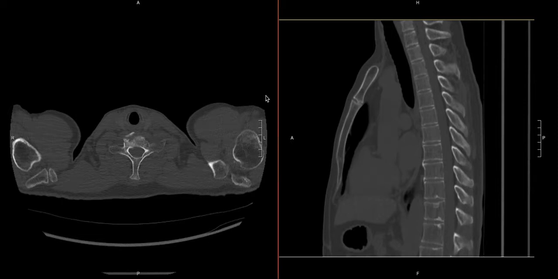Now we're ready to take a look at the bones. To do this, I like to have my axial view on the left, and then I like to start with the sagittal view on the right. Both are on the bone window.